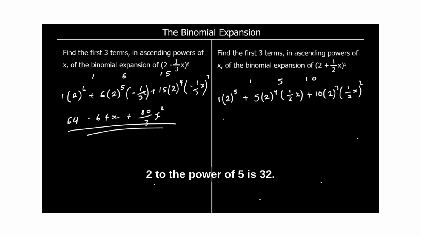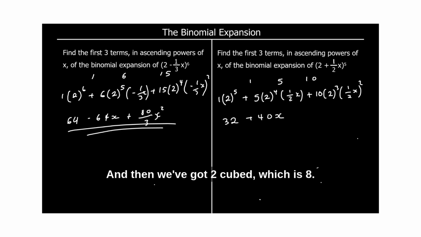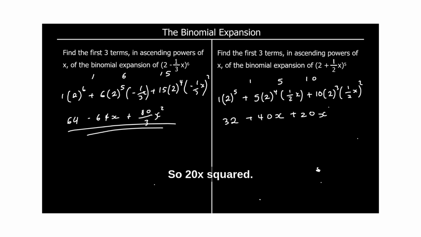2 to the power of 5 is 32. 5 times 2 to the power of 4 times a half. You don't need to use the calculator for this. 2 to the power of 4 is 16. Times 5 is 80. Half of that is 40. So 40x. And then we've got 2 cubed, which is 8. Times 10, which is 80. And then a quarter of that, because a half squared is a quarter, of 80 is 20. So 20x squared.